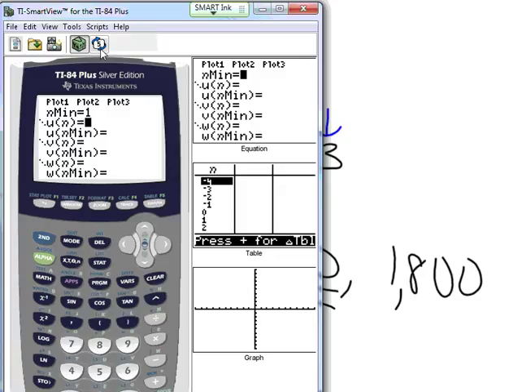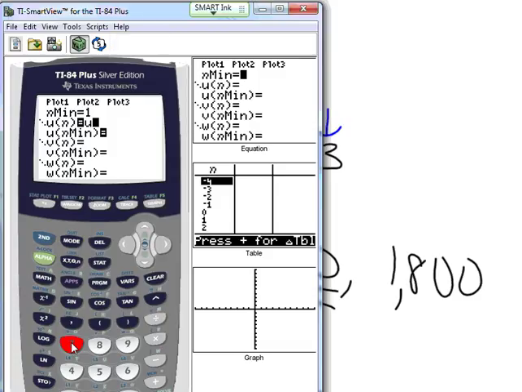U sub n equals, how do you get u sub n minus 1? You need a u, first of all. Where's the u? Anybody find it? It's above what? The 7, very good. It's above the 7, so second 7. Now I've got my u in there.